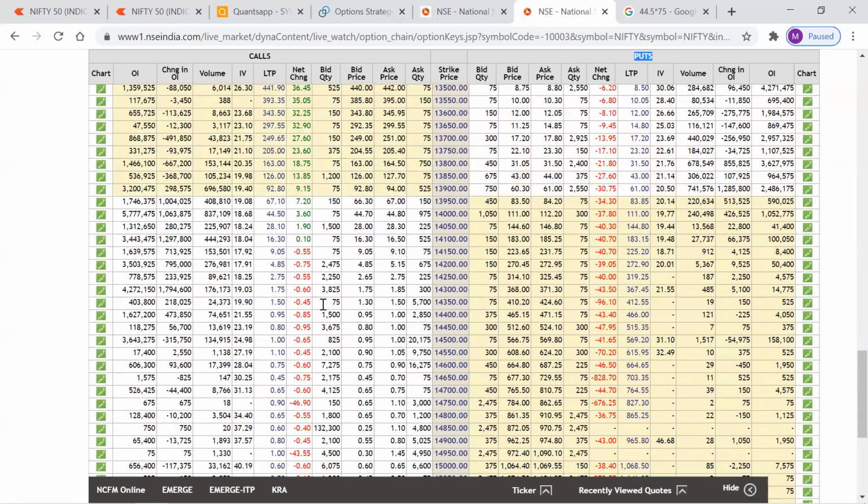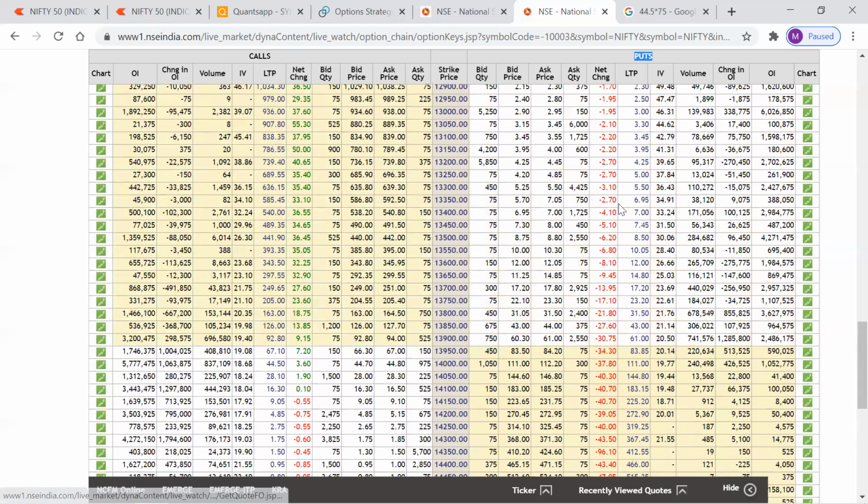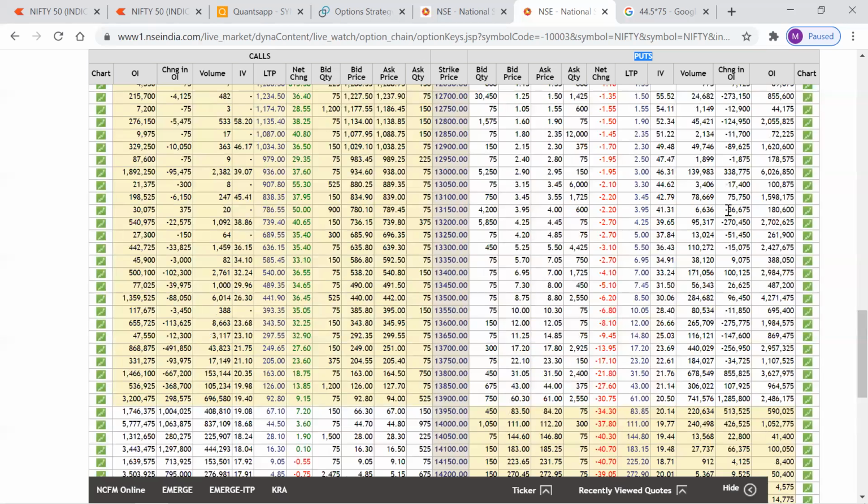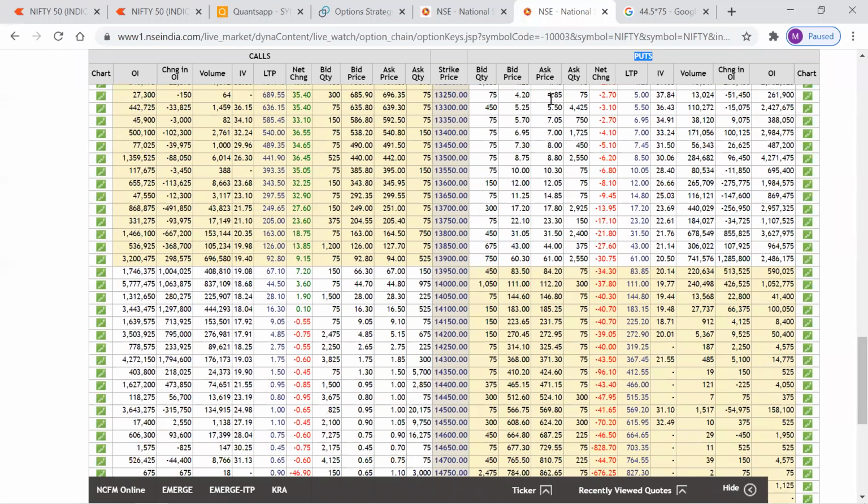Okay. If it's white, it's nothing but out of the money for calls, if it is towards the left side of the table. If the data is in the white area towards the right side of the table, it is nothing but out of the money for puts. Okay. So just remember, white area is out of the money and yellow area is in the money. Okay. So that's it.